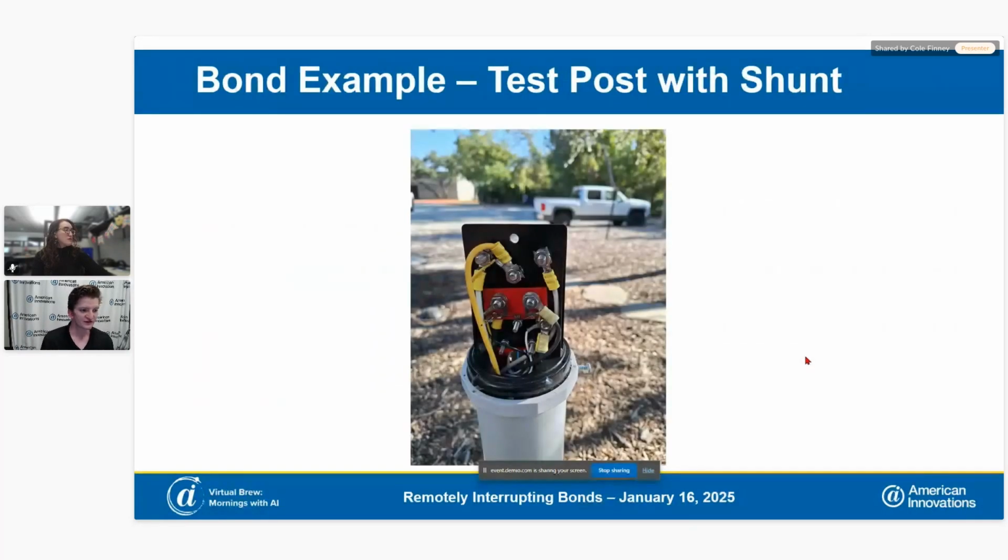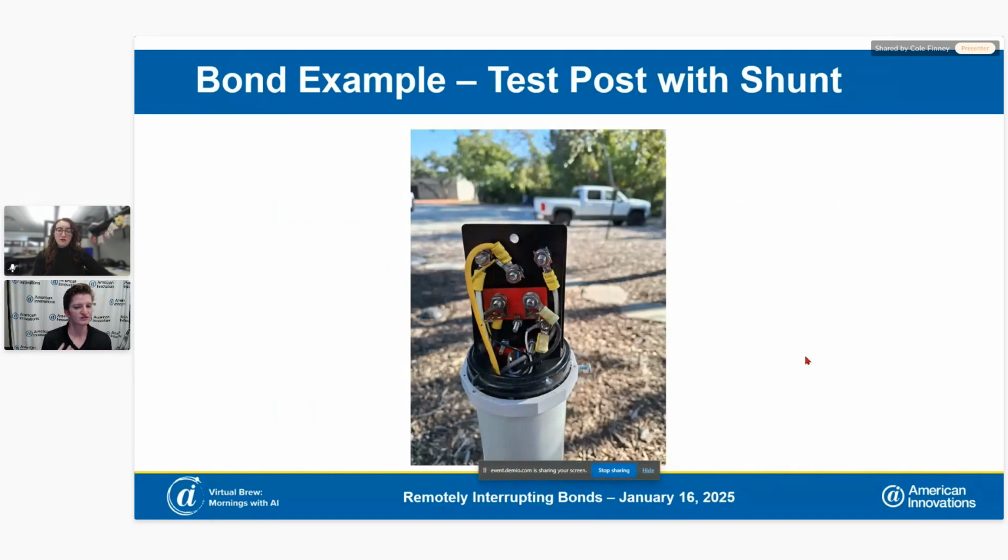And here's an example, since I just threw a whole bunch of things out there, for those that aren't as familiar with what a bond might look like. Here's an example of a test post. This is a 3-inch riser post that has a single bond site with a shunt. So that COT shunt in the middle there, that red shunt, is bonding these two structures together.